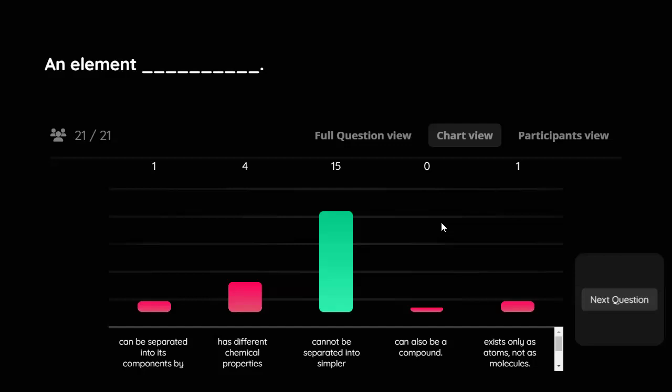But elements can't be compounds also. That's the very definition of a compound. It has to have more than one element in it. And we would hope that different samples of elements don't have different chemical properties, because that would throw things off pretty bad for us.